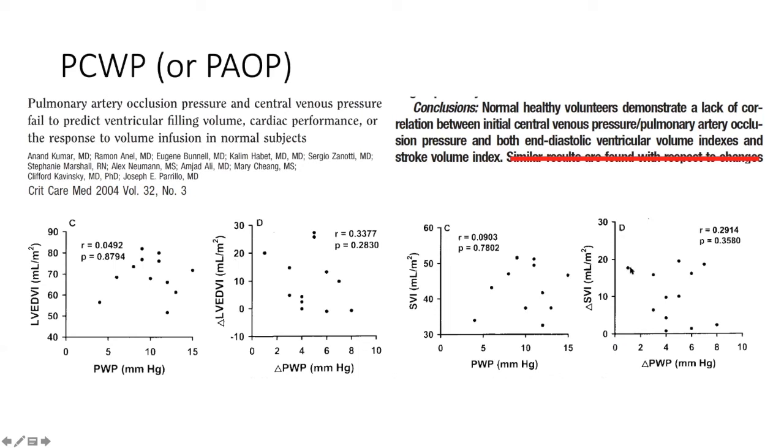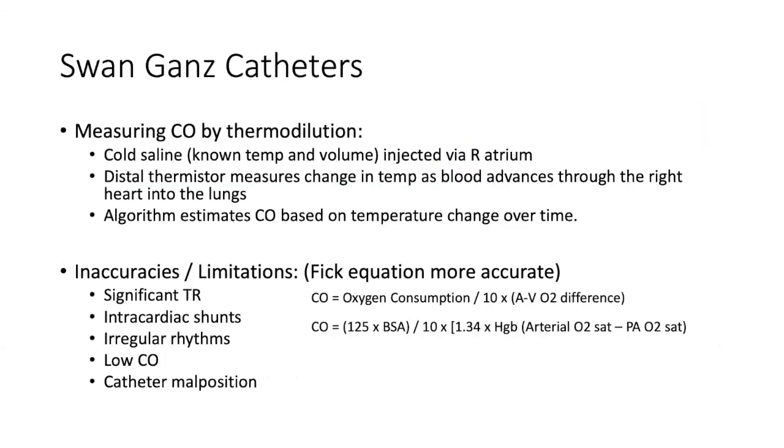So it's not necessarily the best value, but Swan-Ganz catheters can still be useful for measuring cardiac output through thermodilution, whether it's done transpulmonary or through the conventional method where a known volume and temperature of cold saline is injected directly into the right atrium. There's a thermistor at the distal tip of your pulmonary artery catheter, and there's an algorithm that measures the change in temperature over time and then calculates the area under the curve and gives you actually a very accurate cardiac output.